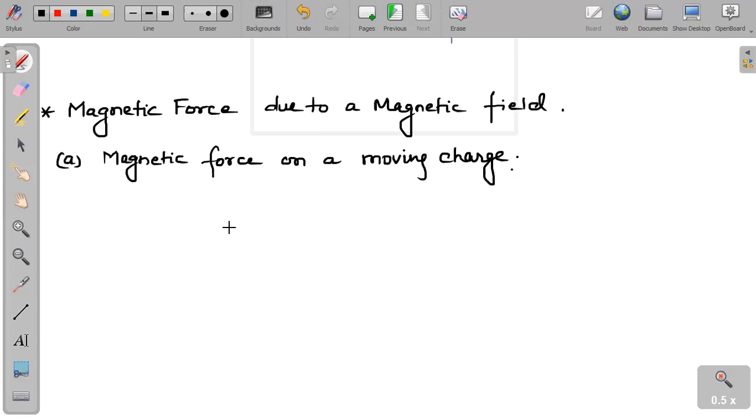This is simply the magnetic force. It is indicated by F_B vector. If the charge is Q and it is moving with velocity V vector, then F vector is equal to Q V vector cross B vector. That is how this is given. Magnetic force is equal to Q times V cross B. V is the velocity with which the charge is traveling.